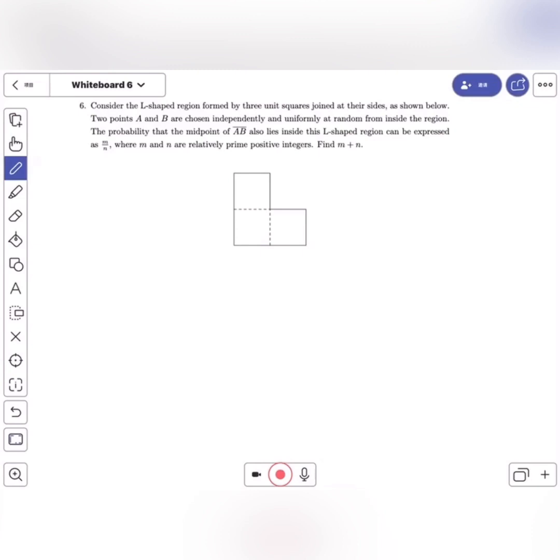So today we're gonna go to problem 6. Consider the L-shaped region formed by 3 unit squares joined at their sides, as shown below. 2 points A and B are chosen independently and uniformly at random from inside the region. The probability that the midpoint of AB also lies inside this L-shaped region can be expressed as m over n, where m and n are relatively prime positive integers. Find m plus n.